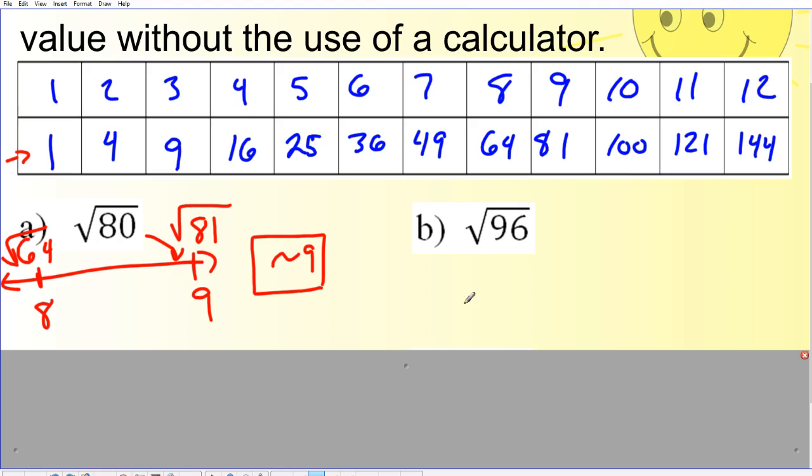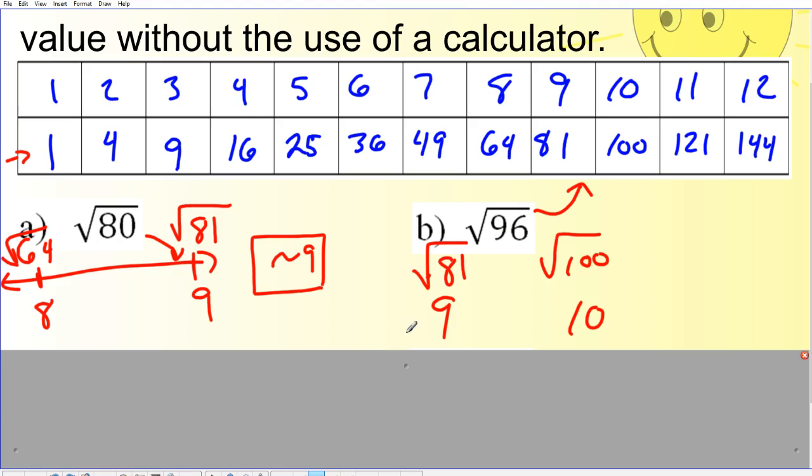All right, letter B, 96. So I need to find out what numbers here surround 96. What are the two perfect squares that are lower and higher? So out of this list, 96 would fall right between these two. The square root of 81, square root of 100. On my number line, this is 9, this is 10. So where does the square root of 96 fall?